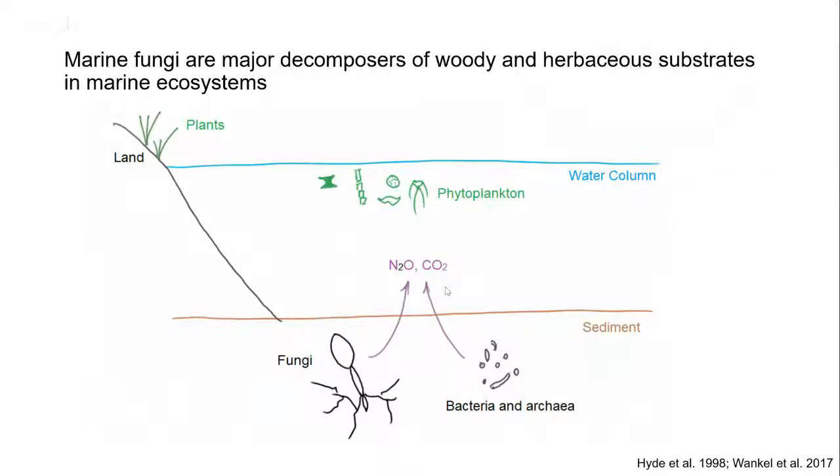These marine fungi could be major decomposers of woody and herbaceous substrates in marine ecosystems, and probably more so in coastal environments where productivity is high. Here is a diagram illustrating that there could be plants growing on land, and there are also algae at the surface, and all these can sink down to the coastal sediments, where marine fungi, along with their prokaryotic friends, could remineralize them and produce carbon dioxide. There are also recent reports suggesting that fungi can be important in recycling nitrogen. They could be important in generating nitrous oxide in marine environments.